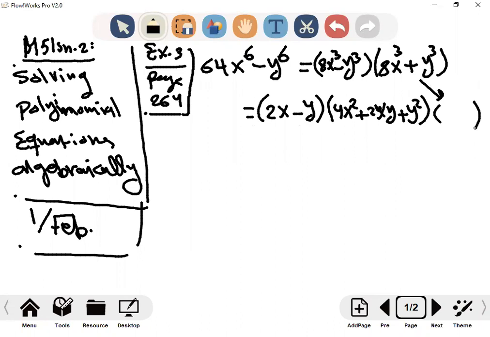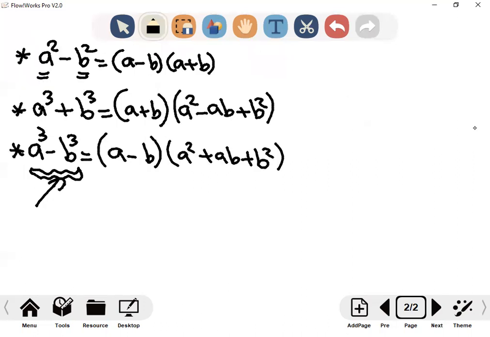8x power 3 plus y power 3. It is (2x) power 3 plus y power 3. It is what? It is the sum of the cubes. The second one. Got it?